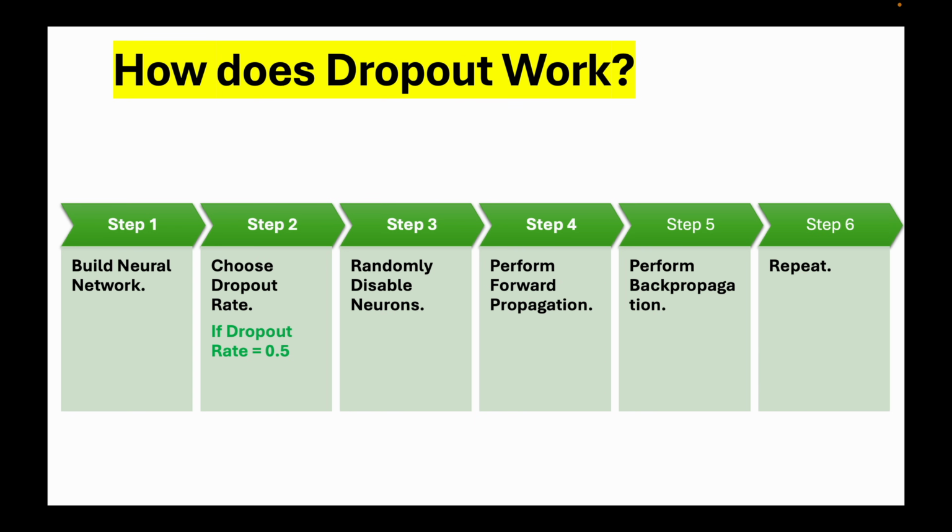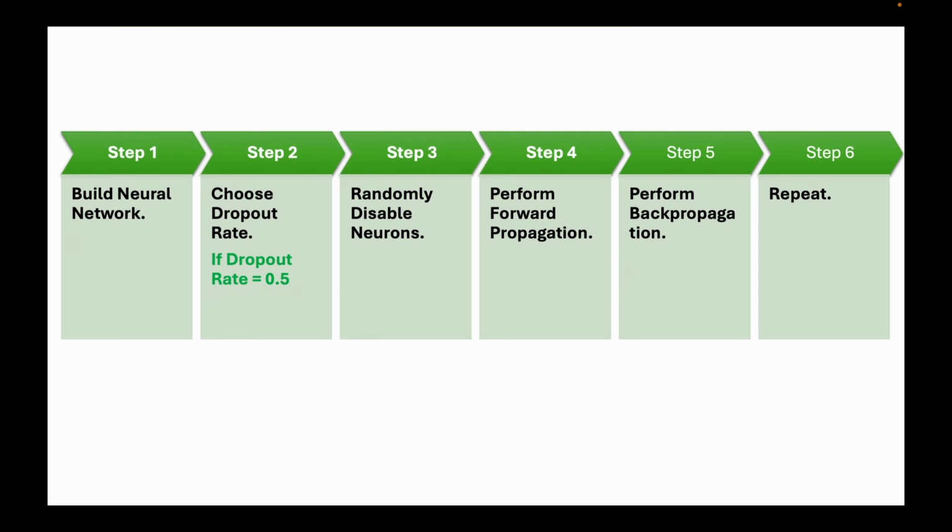Step 6 is to repeat the whole process. That means in the next iteration, a completely different set of neurons may be dropped. And during testing, dropout is turned off and the full network is used for prediction. That is why training becomes more robust.